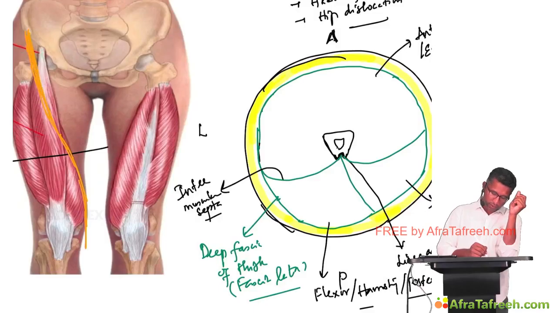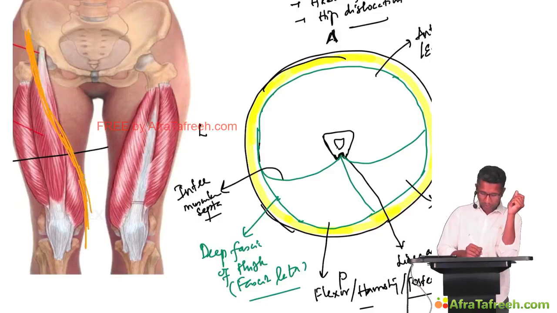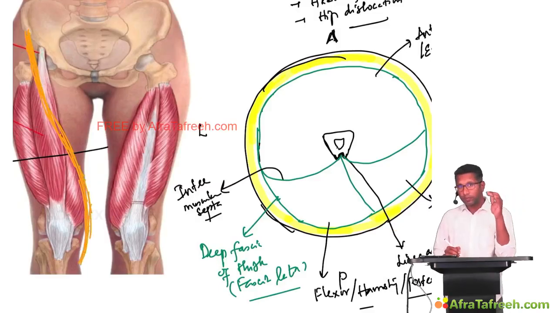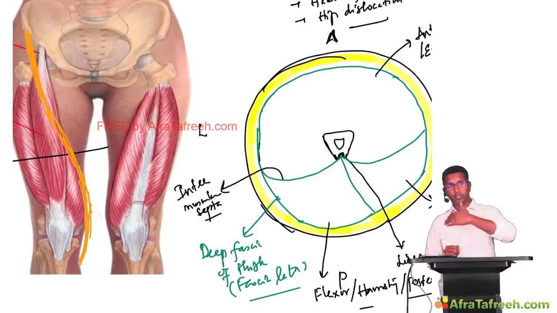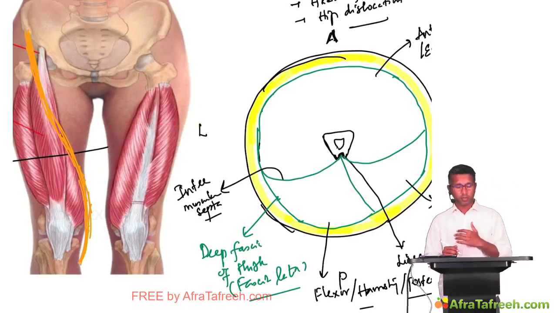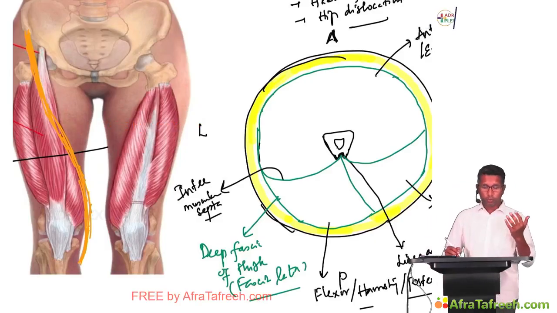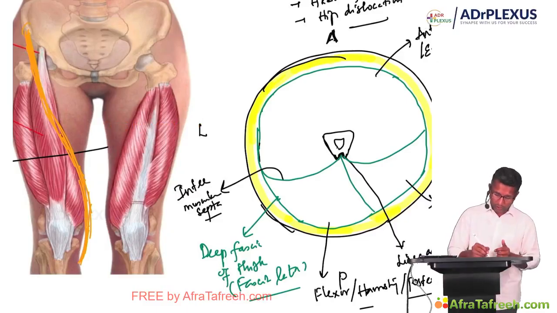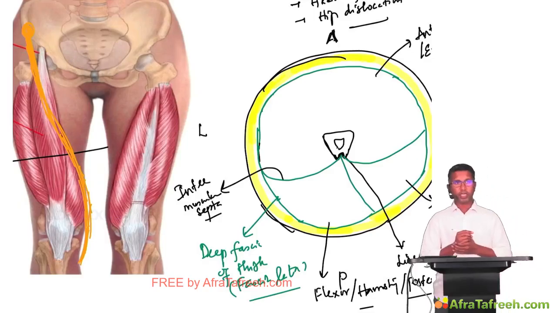This muscle is nothing but the sartorius muscle, which is running across the entire thigh. It is the longest muscle in the body, and I hope you know where the sartorius takes its origin. It takes its origin from the anterior superior iliac spine.